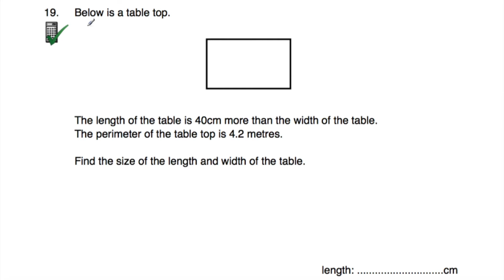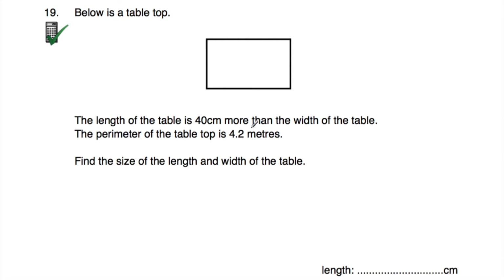So question number 19 says, below is a tabletop. So we've got this tabletop and it's a rectangle. And we're told the length of the table is 40 centimeters more than the width of the table. And we're told the perimeter of the table is 4.2 meters, and to find the length and the width of the table. And if we have a look at the answer sections, we can see that they're in centimeters.